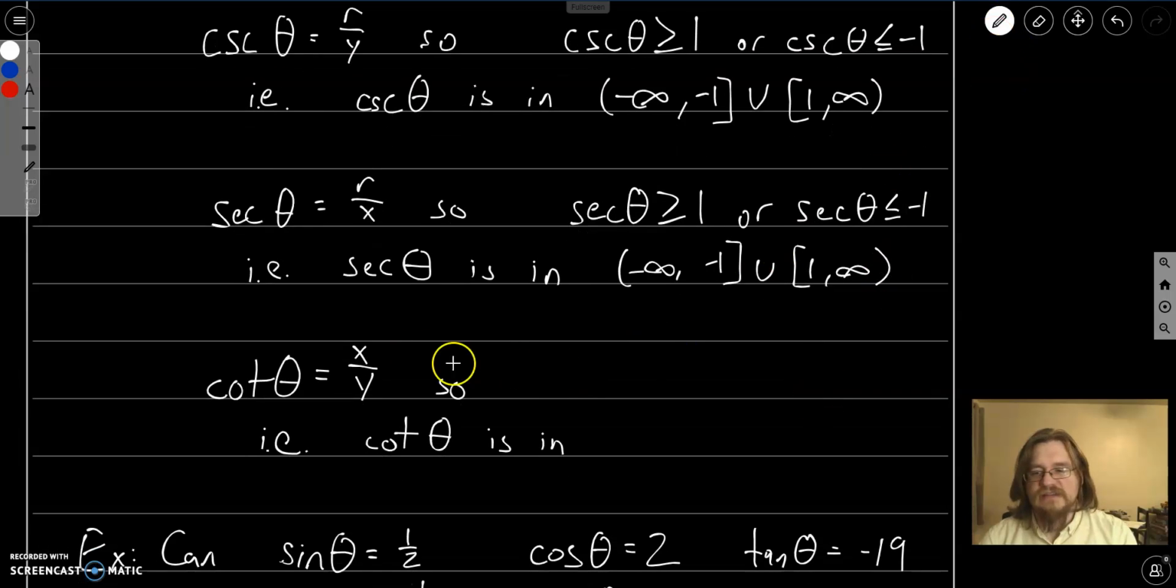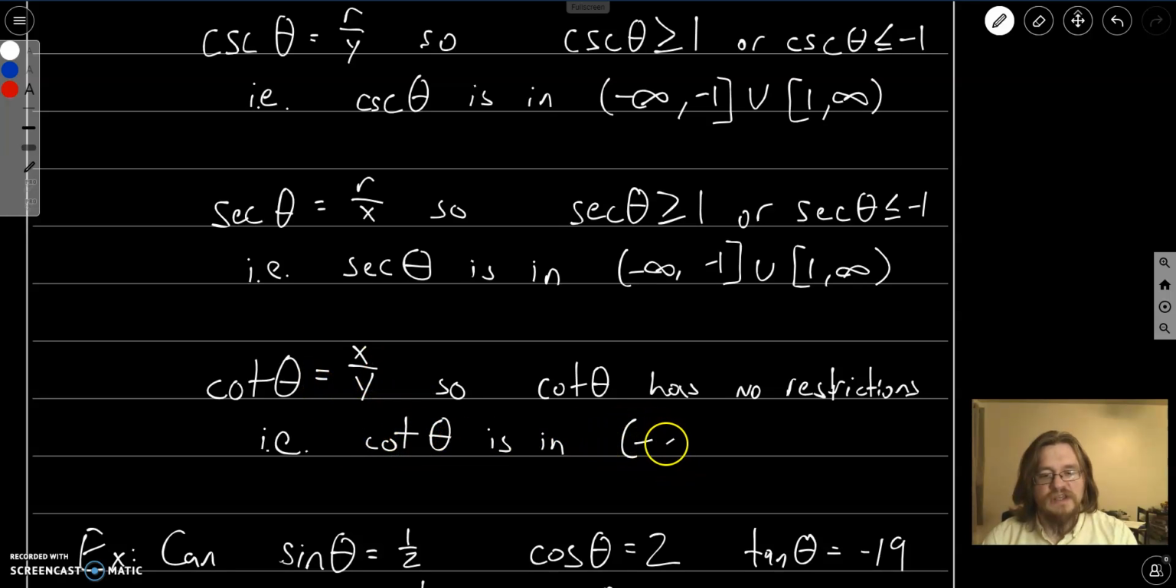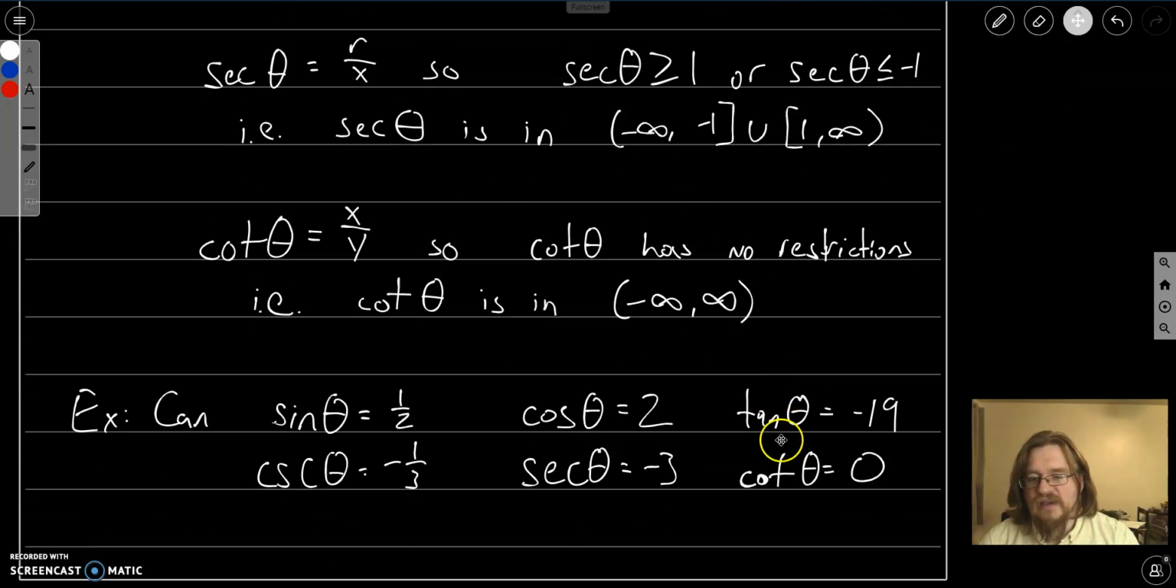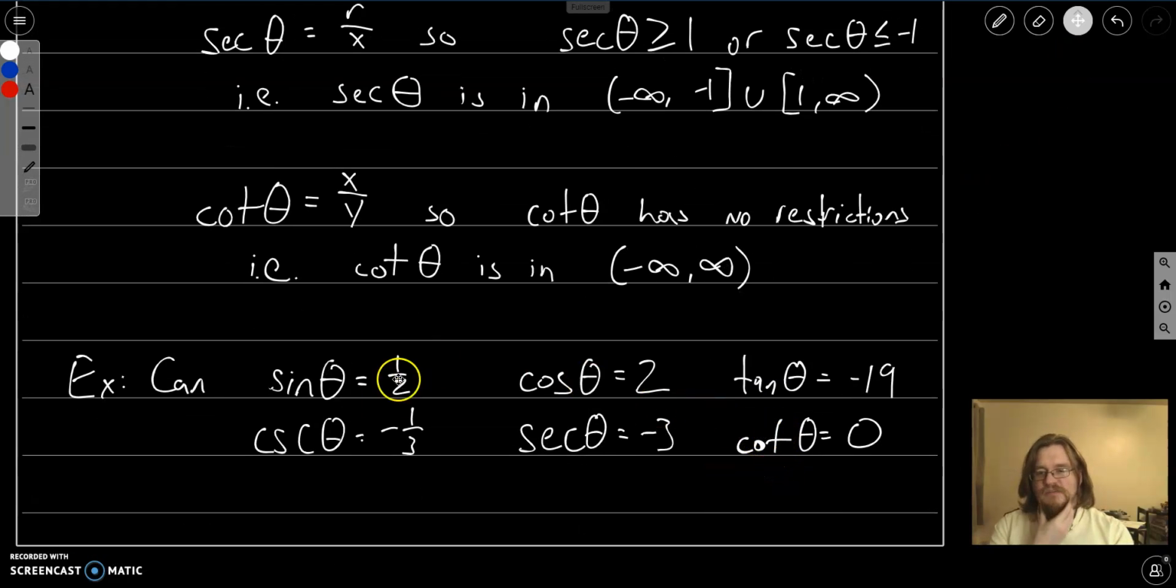And then the last thing is the cotangent. The cotangent of an angle is going to be x divided by y. X can be anything, y can be anything, so cotangent of theta has no restrictions. So that means that this cotangent could be any number between infinity and -infinity. There's no restrictions.